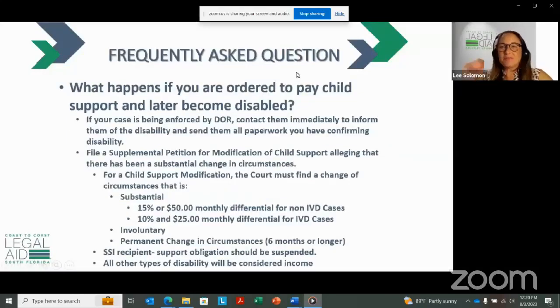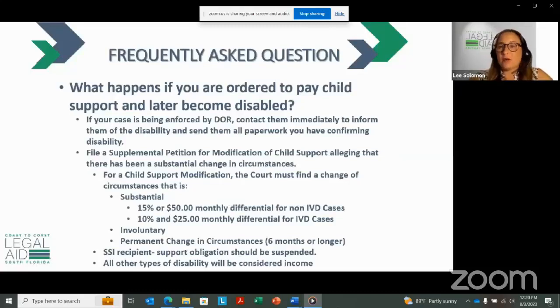All right, so we have some frequently asked questions here at Coast to Coast. First one is, what happens if you're ordered to pay child support and later become disabled? So if your case is being enforced by the Department of Revenue, I would say that you should contact them immediately to inform them of the disability and send them all your paperwork confirming that you're disabled.